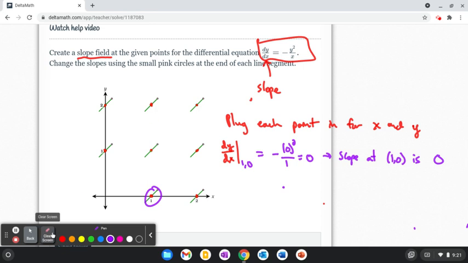That's all it says. So I'm going to take this line. You got to drag it right here. And I'm just going to make it a 0 slope. Just like that. Erase this here. So that's my first one. So then I'm going to just repeat this for all of them. So now I'm going to do dy dx evaluated at 2, 0. Okay, so I get negative 0 squared over 2. Well, that's going to be 0 again. So I'm just going to go ahead and take that slope.